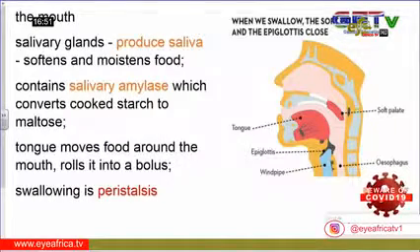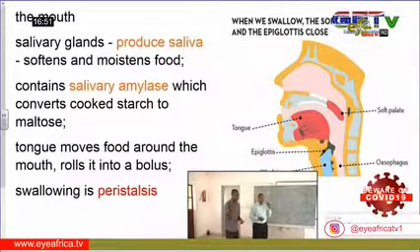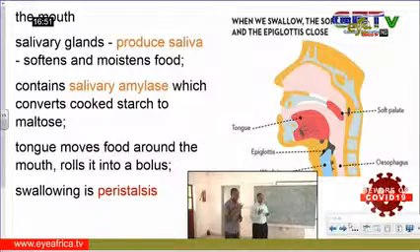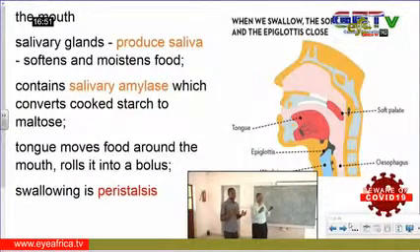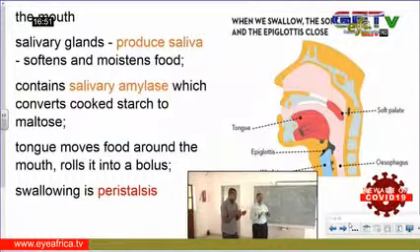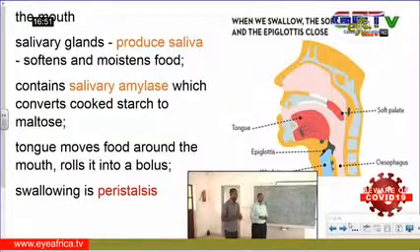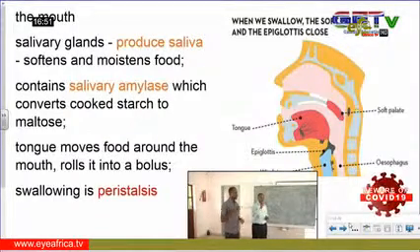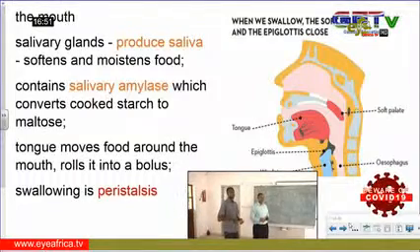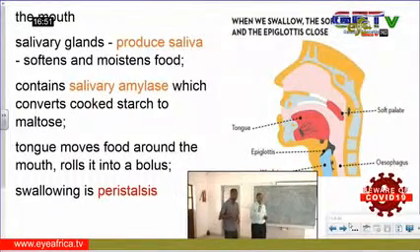The tongue in the mouth moves the food around as you chew, so that every part of the food gets the saliva and is broken down properly. And at the end of your chewing, the food rolls into what we call a bolus, a small piece of food, and then that is sent down by swallowing. And the name of the process of swallowing is peristalsis.